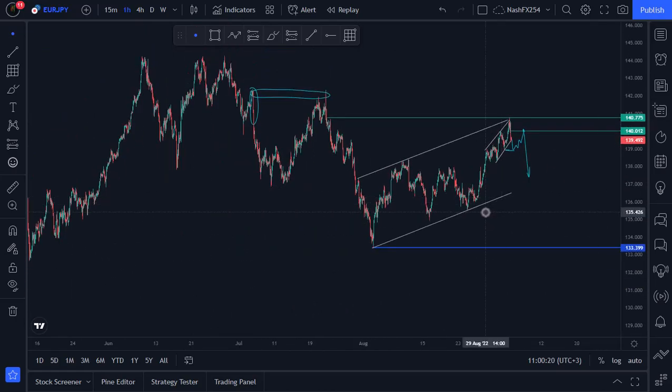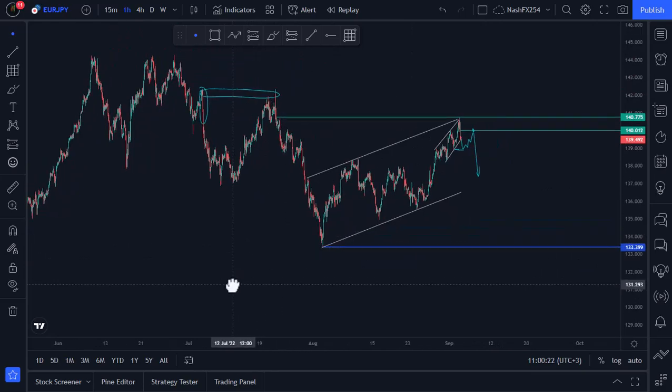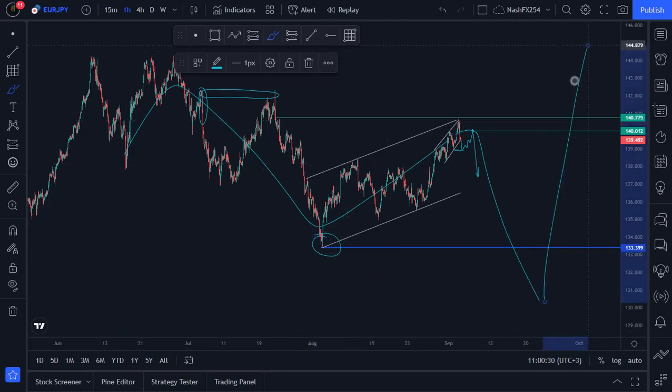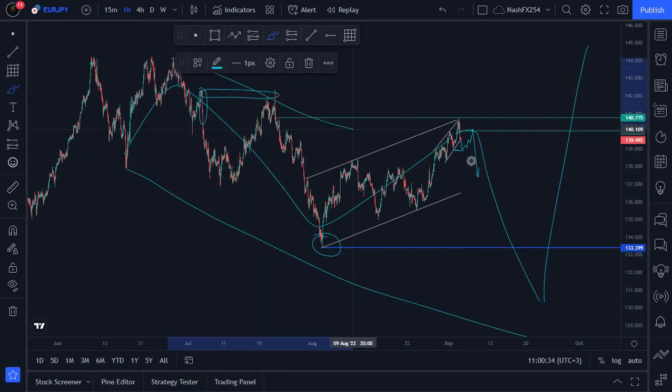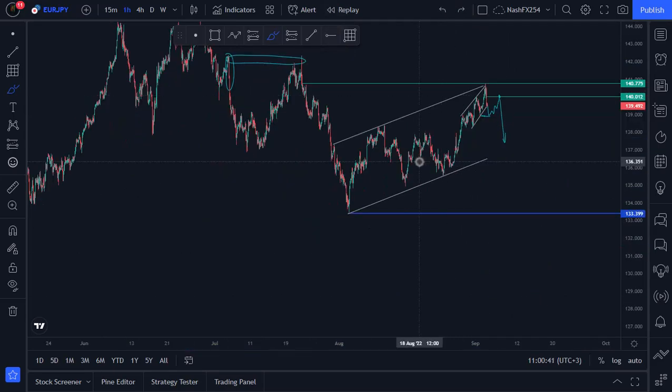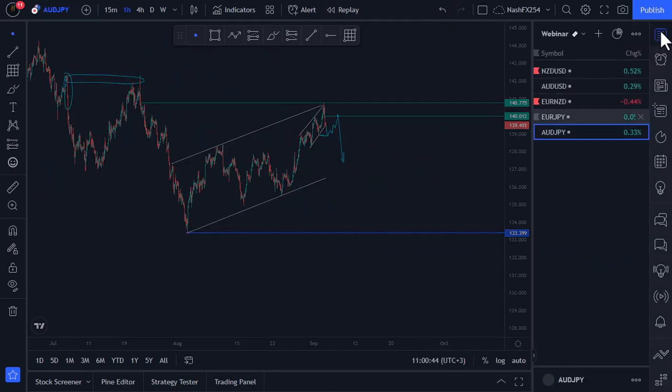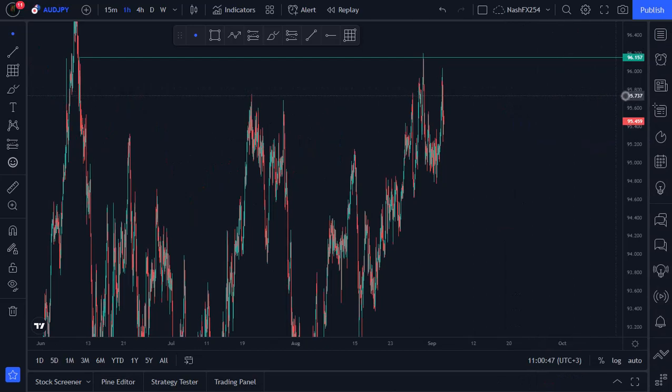but I'll be looking to hold this trade for a while, because I'm seeing this as an overall correction, potentially breaking this low, then we start pushing again to the upside. This is what I'm seeing, and we might be getting this type of pattern over here. Okay guys, so watch out on this one. It looks so nice. Lastly, we are going to go through Aussie Yen.